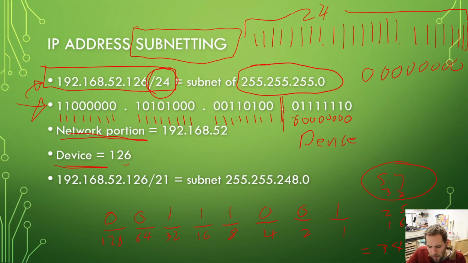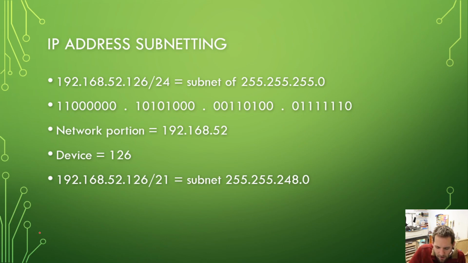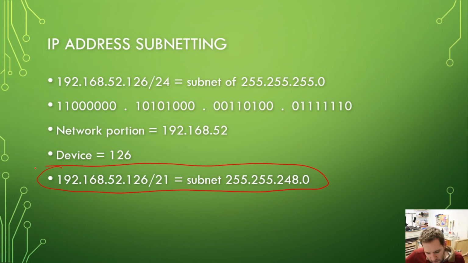So subnetting. Now, down here at the bottom, let's go ahead and clear all of my text again. I have another one. And this one is much, much, much more complicated. So I have the same address, 192.168.52.126, but my subnet has changed now to 21, which is the equivalent of 48. So remember, 8, 16, so that leaves me 5.